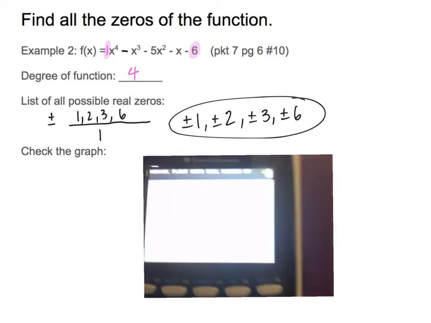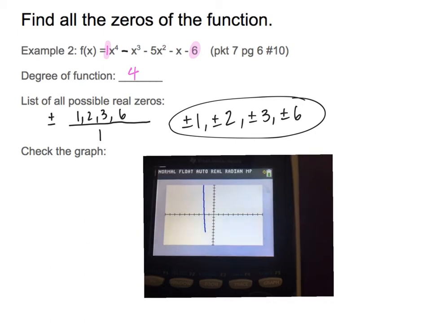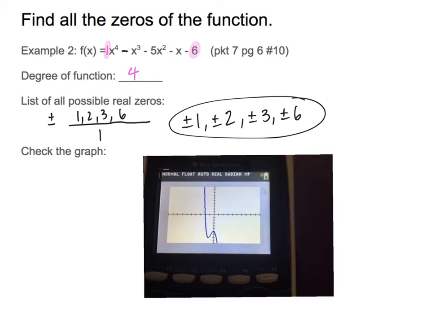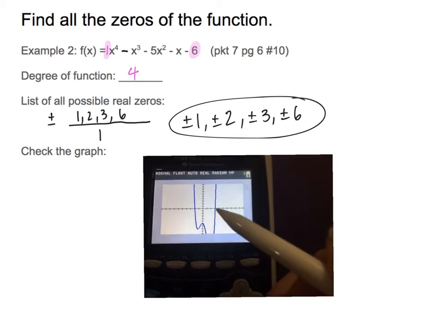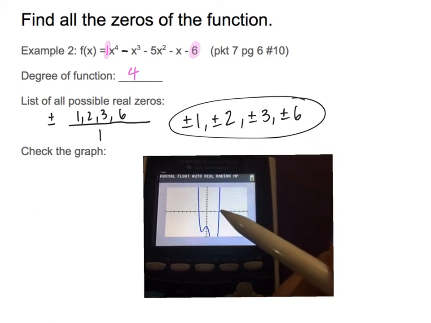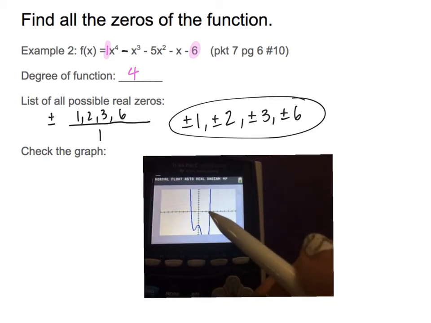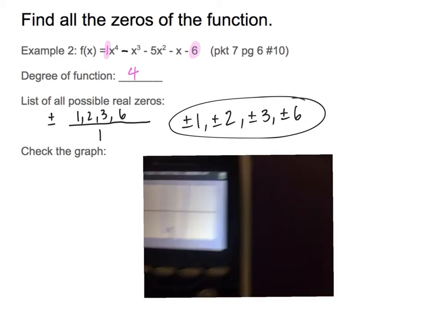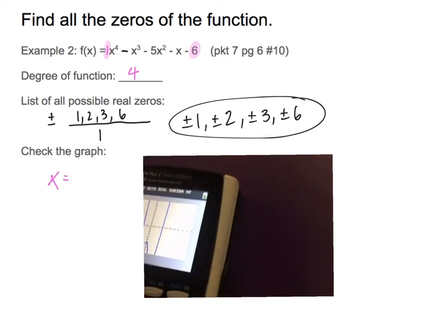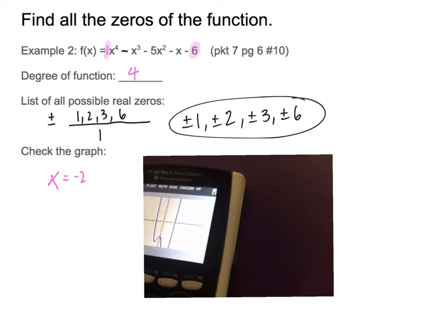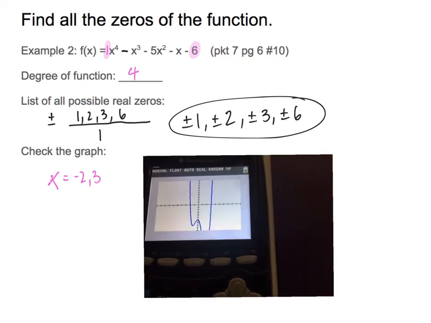So let's take a close look at what we see here on the graph. Let's see where those x-intercepts are. Okay, it looks like there are 2 x-intercepts that we actually see, and they're at -2 and +3. So let's write that on our list here. We have x equals -2 and +3. Well, there's only 2 on here, and the degree of the function is 4.